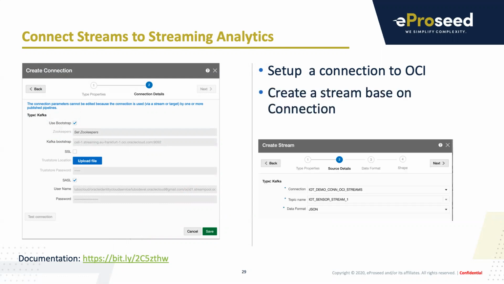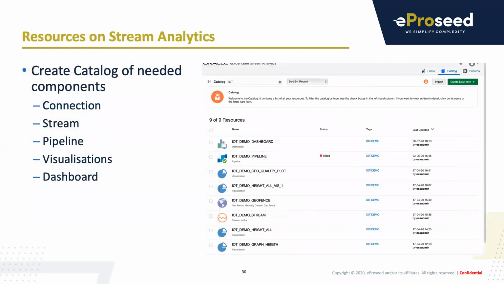You create the stream based on that connection. So that was a very short intro on how to set up the connection between Stream Analytics and Oracle Streams. It's not as complicated as it looks. You just need to copy in the appropriate information from OCI.